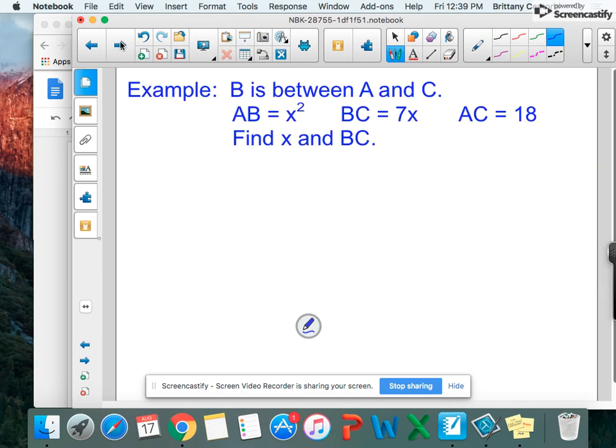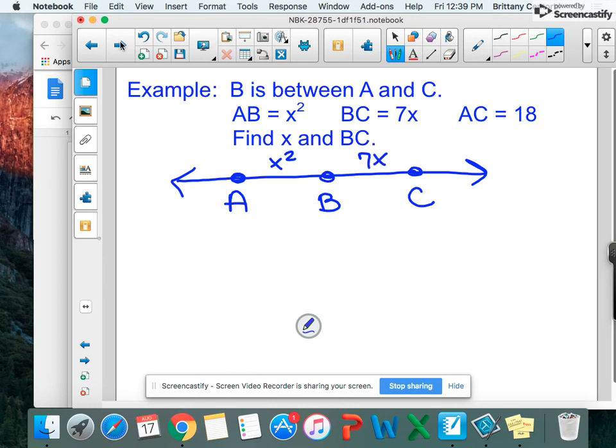Our next example, we're not given a picture, so we're going to have to draw a picture. It says that B is between A and C. So I'm going to just start with a line, and I'm going to put B between A and C. Then it says AB is x squared, BC is 7x, and AC is 18.